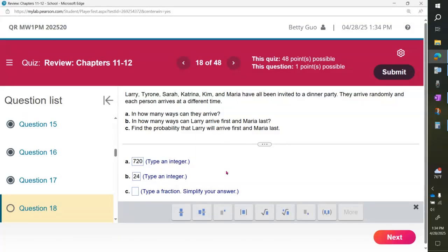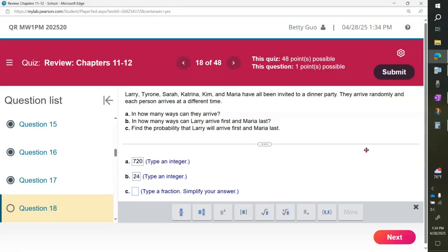Part C, find the probability that Larry will arrive first and Maria last. Part C is a probability involving permutation. Let's start with the denominator. The denominator would be the total number of ways to get the task done. The task here is to arrange the arrivals of the 6 people. So the denominator is 720, from part A.